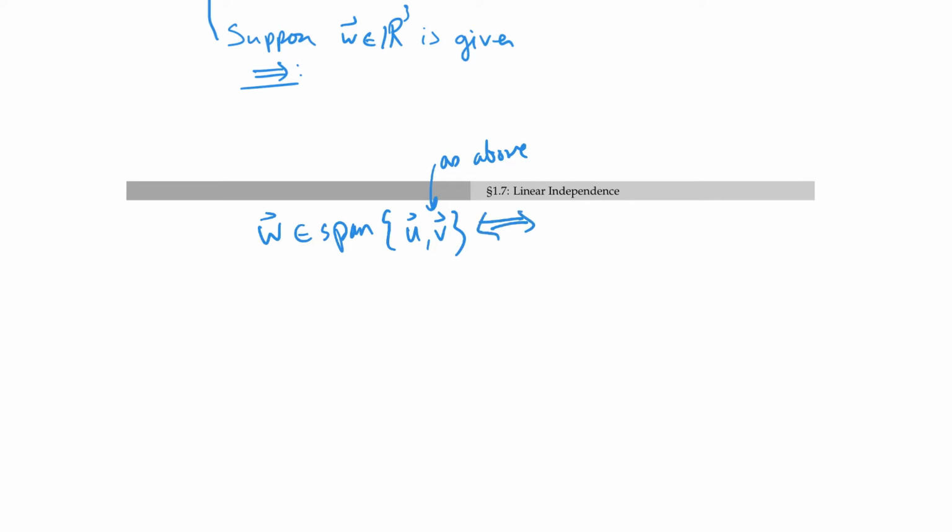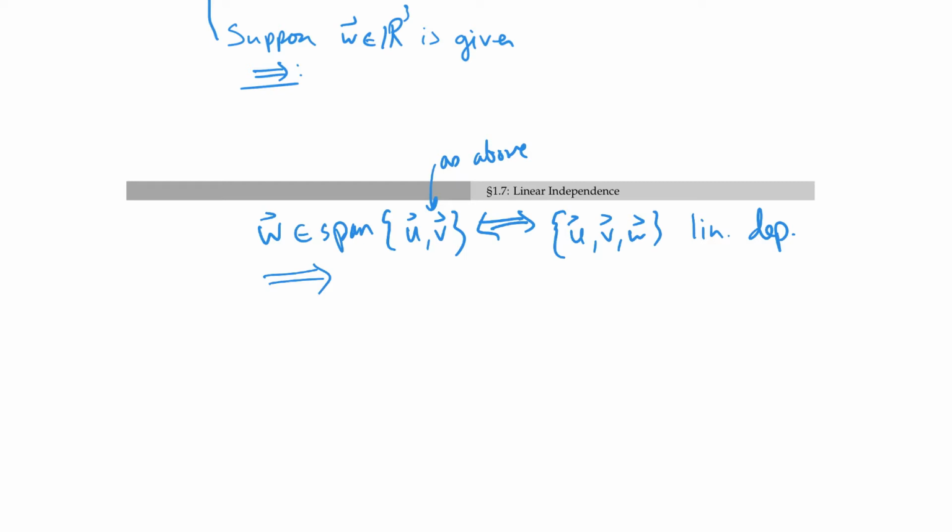That's if and only if the set U, V, W is linearly dependent. Okay, now we have something we can work with. So let's prove this direction.